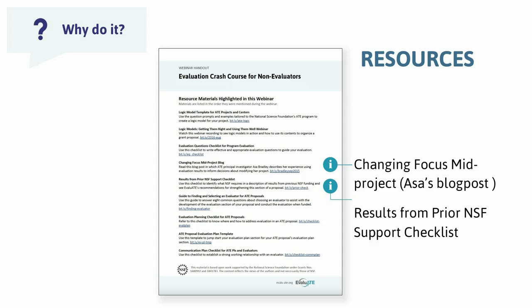If you want to know more about what goes into the results from prior support section, we have a checklist on this topic. I know that might seem far away from right now, but I find it really helpful to think in advance. Think about what, at the end of your project, you really hope you can say with your evaluation. What do you really want to show as evidence of outcomes? Even if you're just thinking about submitting your first NSF proposal, it's not too early to think about how you want to be able to talk about your accomplishments with this project in the future.